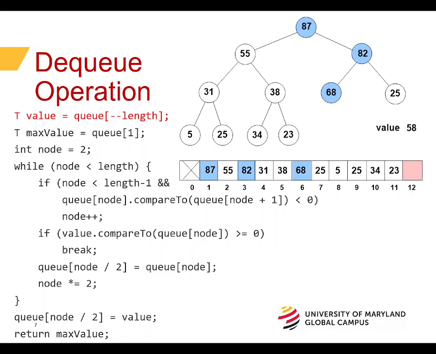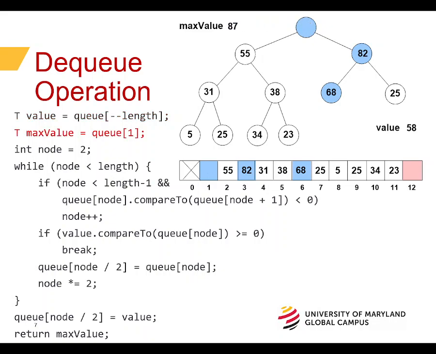In a max heap, the largest value is always in the root node. So that is the value that the dequeue method must return. We cannot remove that node, however, because the tree will no longer be complete. The only node that can be removed is the one in position 12. So the first step is to decrement length to 12, then save the value in that position, 58, in the local variable value.